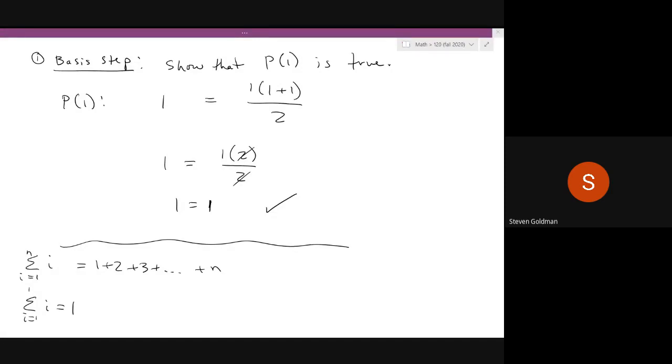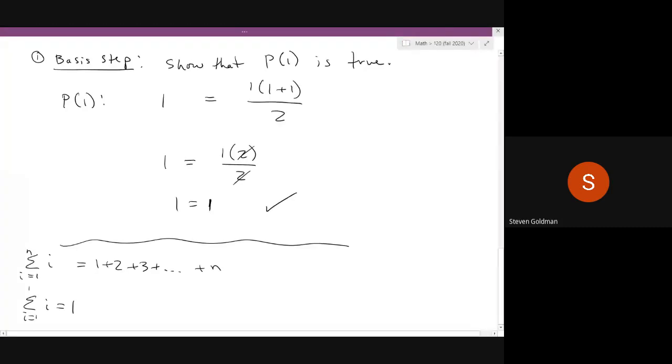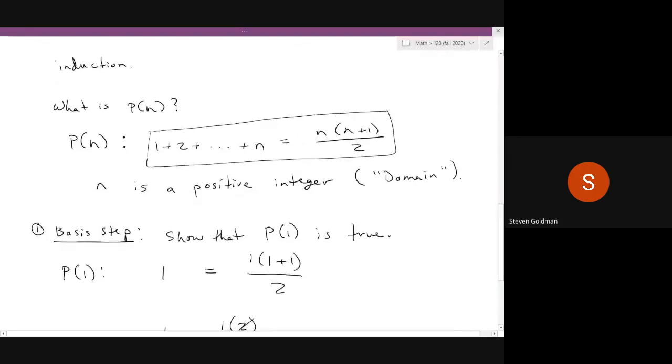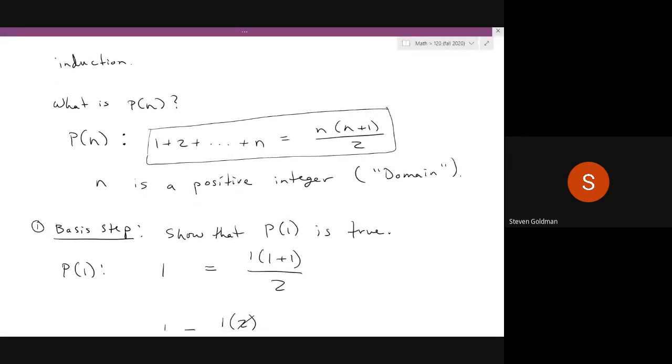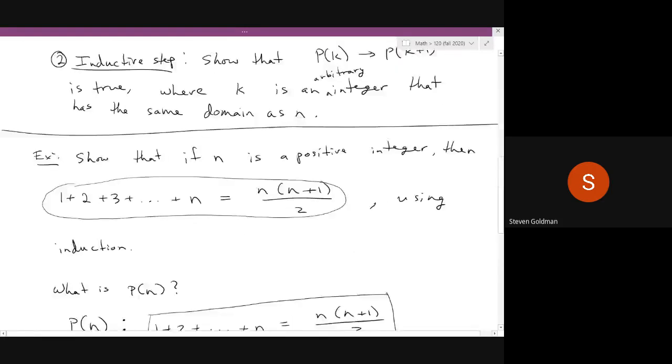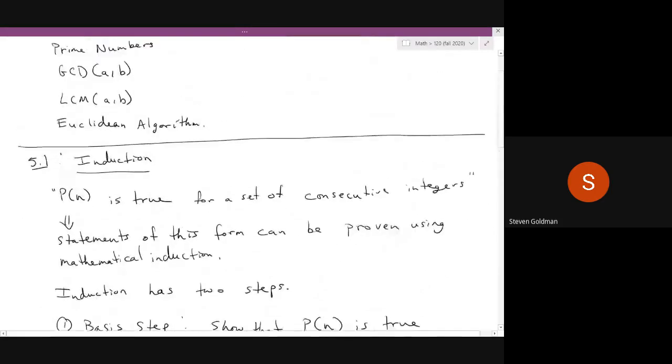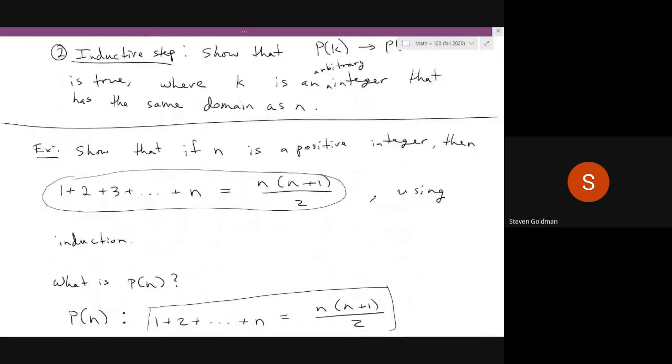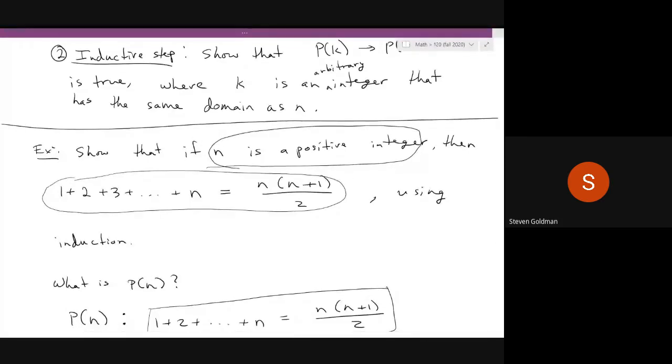How did you come up with P of n? Well, P of n is given to you in the question. The statement will always be given in the question. P of n is always the statement that you are trying to prove is true. It's the propositional function. You'll also be given the domain in the question. If I scroll back to the question, here it is. They gave me P of n, the statement I want to prove, and they also gave me the domain: n is a positive integer. Those two things should always be given to you.